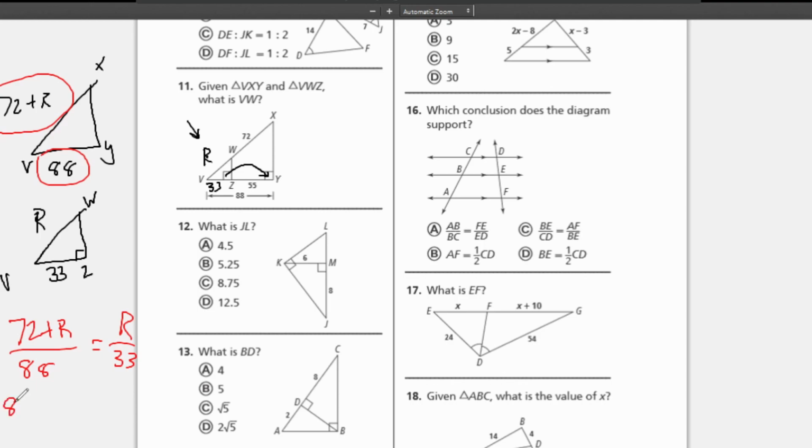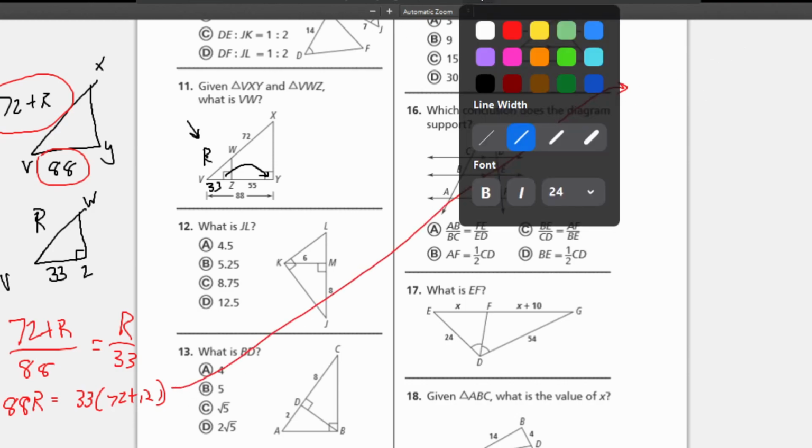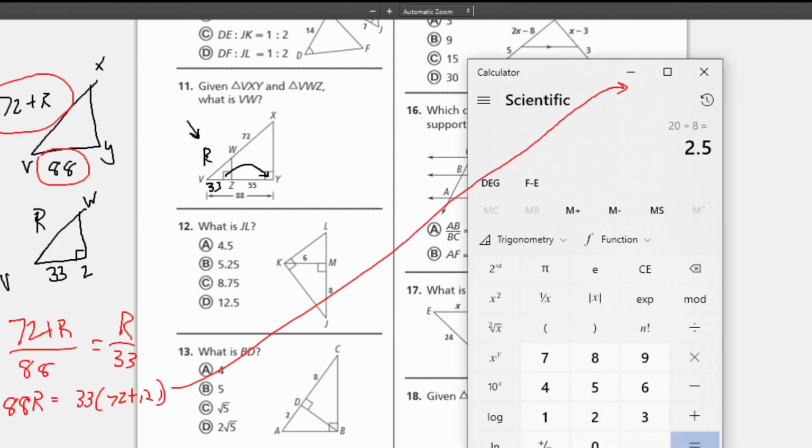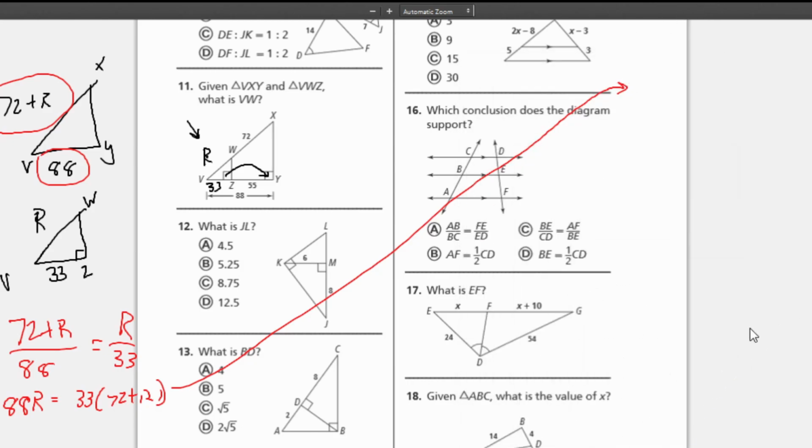This is going to give me 88R is equal to 33 times 72 plus R. I'm going to bring our work over here where I have a little bit more room. And I'm going to pull up the calculator really quick to find out what 33 times 72 is. All right, that is 2376. So 88R is equal to 2376 R, right? Nope.